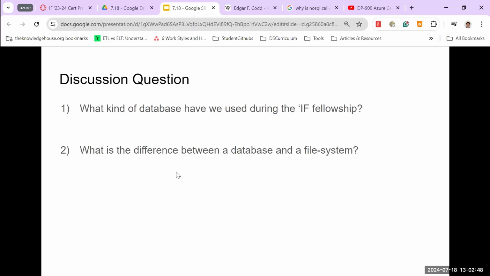A couple of discussion questions. There is no right or wrong. Well, actually, there is a right answer to this, but Azure's not going to ask you on this. DP-900 is not going to ask you. This is just for you to consider yourself. What kind of databases have we used during the Innovation Fellowship? And what is the difference between a database and a file system? Think about those questions, and then we'll move forward.